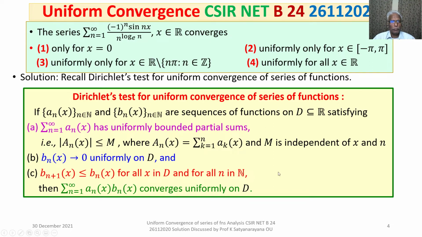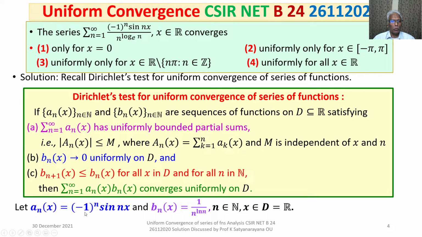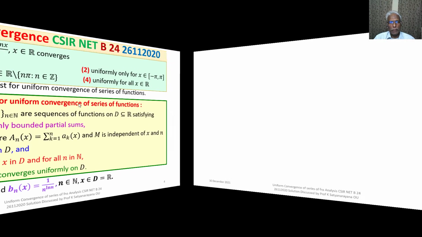Now, in this example, we take a_n(x) equal to (-1)^n sin nx, and b_n(x) equal to 1 by n^(ln n), that is same as log n to the base e. n belongs to the set of natural numbers, x belongs to the domain, which is the set of all real numbers in this case. We continue.